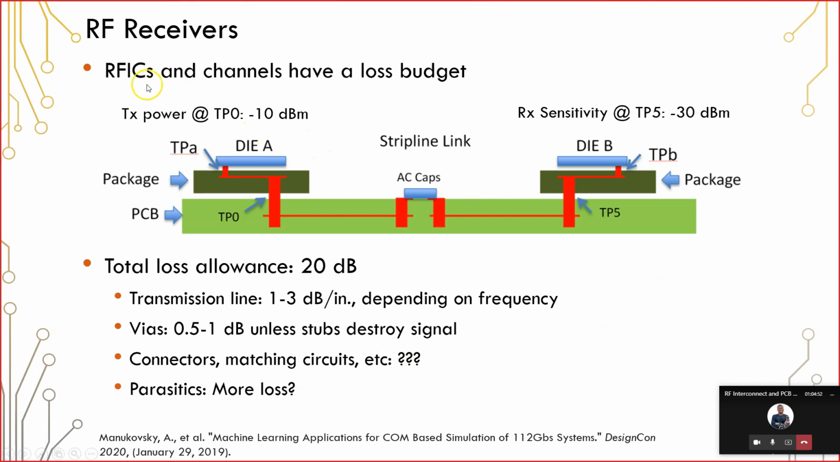Now, when we send a signal down an RF link, starting from this die A, or starting from this package over here on the left, and going all the way through this link over to package B, there will be some loss in that channel.